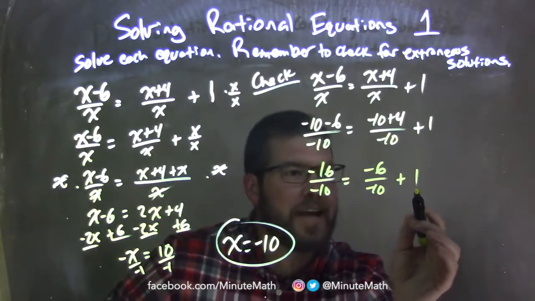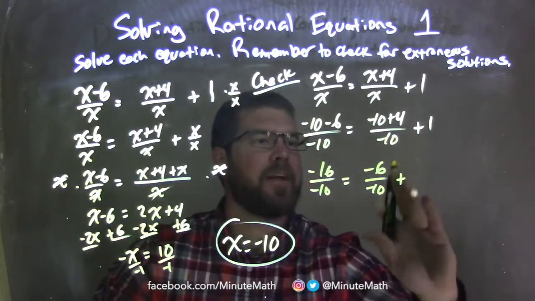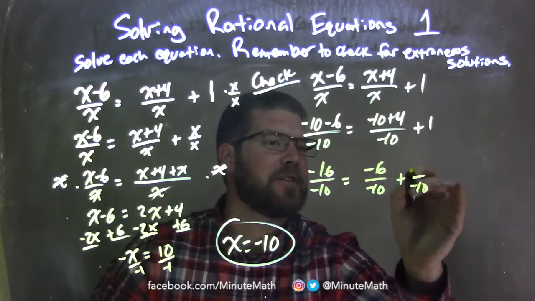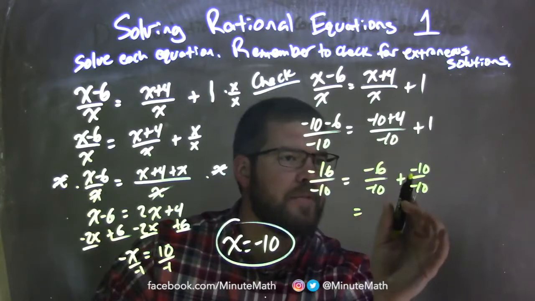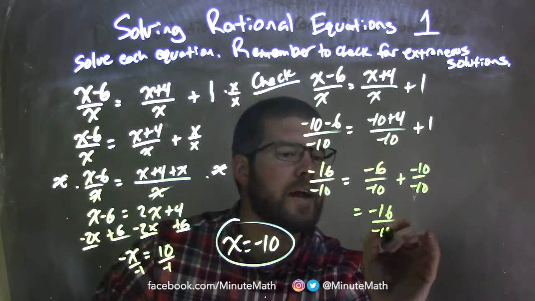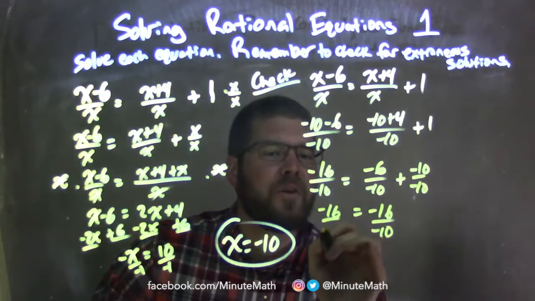Well, 1 is really negative 10 over 10, right? So I'm going to write that instead of plus 1 as negative 10 over 10, same fraction. That allows me to combine the two fractions, giving me negative 6 plus negative 10, which is negative 16 over negative 10, and we have negative 16 over negative 10.